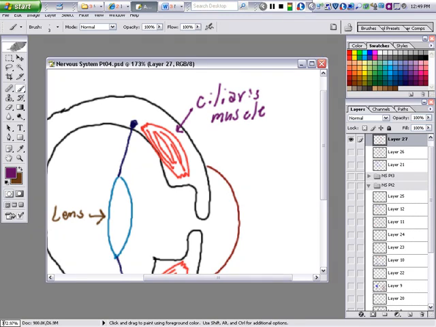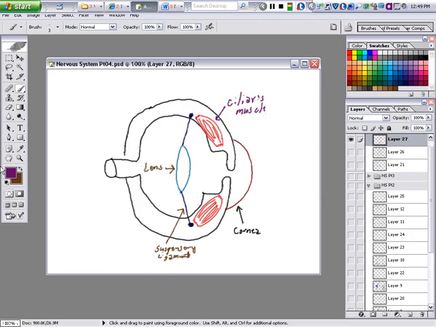Okay, now let's see what's going to happen here. Under sympathetic control, do you want the lens to be thick or thin? You want it to be thin. Why? So you can see far away. Why do you want to see far away? So you can escape. Very good. So you want the lens to be thin.